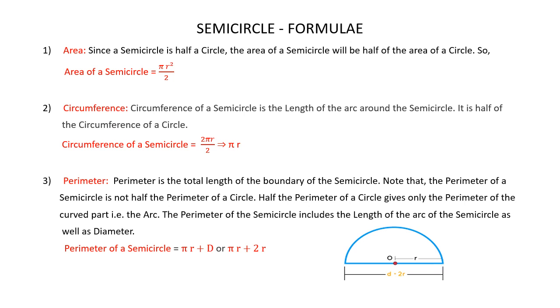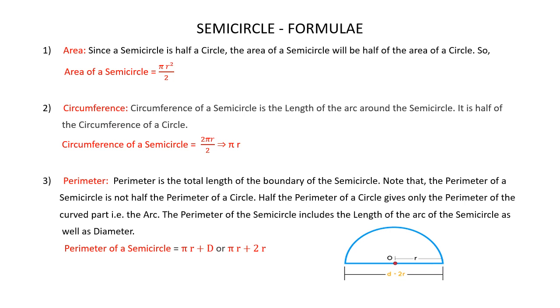Perimeter. Perimeter is the total length of the boundary of the semicircle. Note that the perimeter of a semicircle is not half the perimeter of the circle. Half the perimeter of the circle would give us only the perimeter of the curved part, that is the arc. But the perimeter of the semicircle includes the length of the arc of the semicircle as well as the diameter.